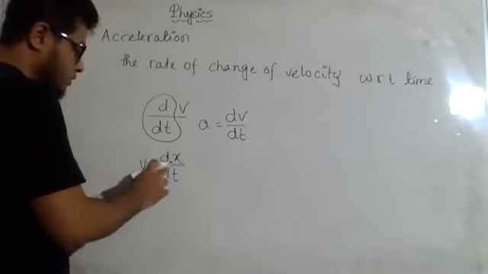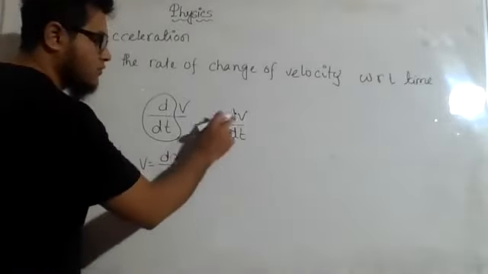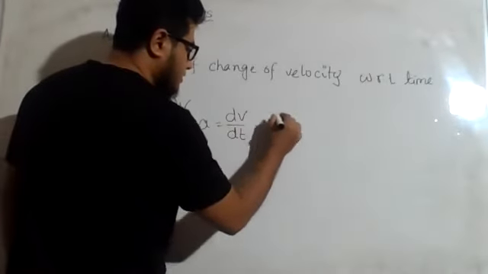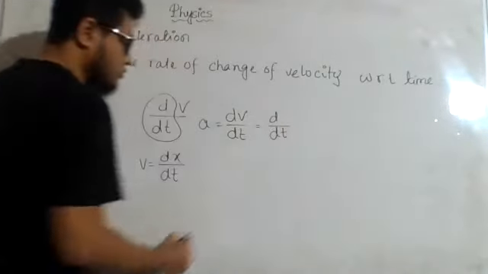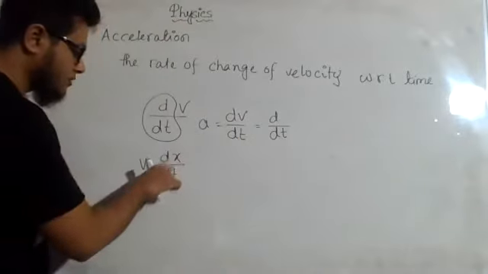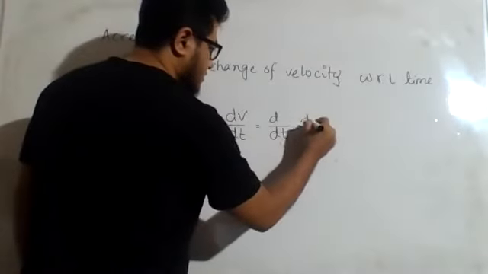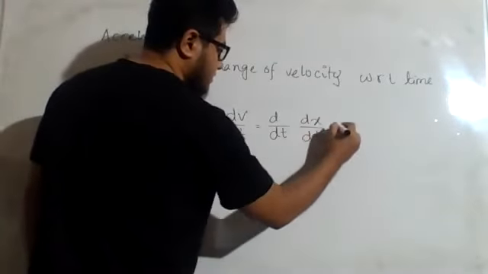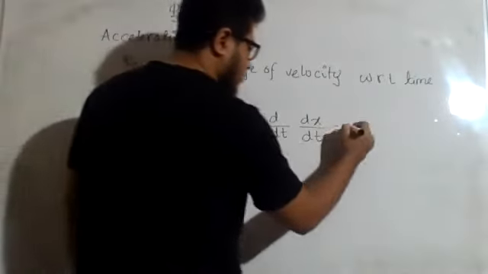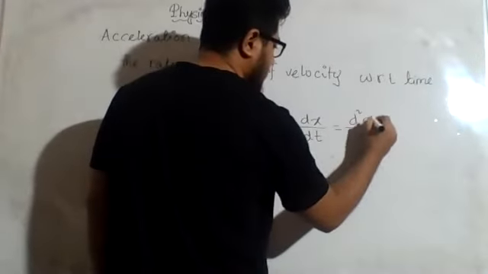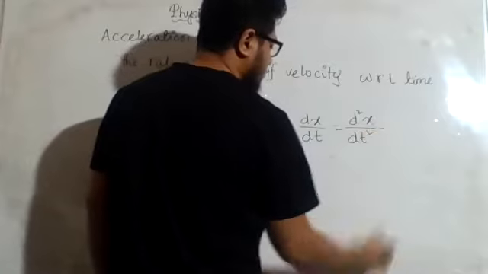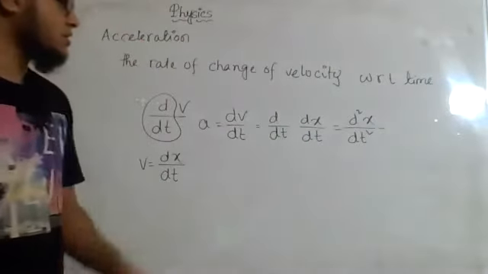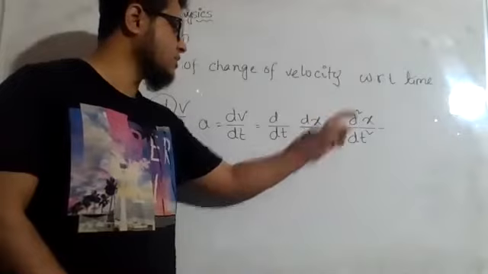Okay, so if I replace the value of v over here, then what will happen? This d/dt is going to be there. V I will replace by dx/dt. So if I combine them, what will happen? d²x by dt².